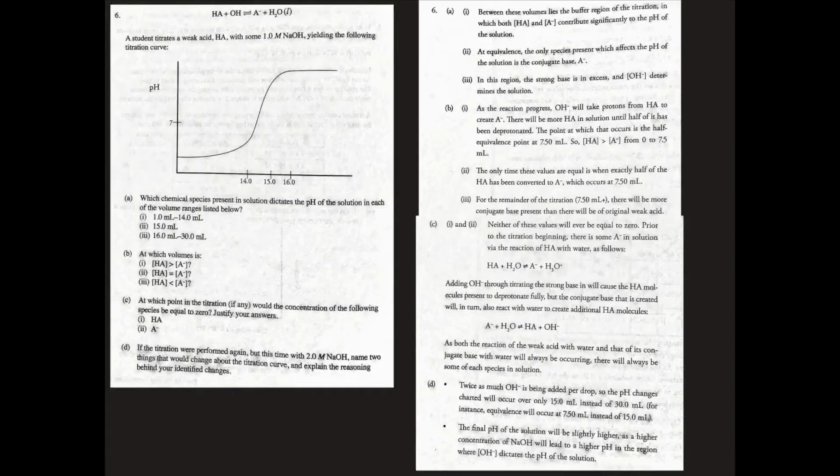So the 1 molar NaOH would be 10 to the negative first, so 14 minus that. For 2.0 molar, it would be 14 minus 10 to the negative second. So it's going to be an even higher pH.